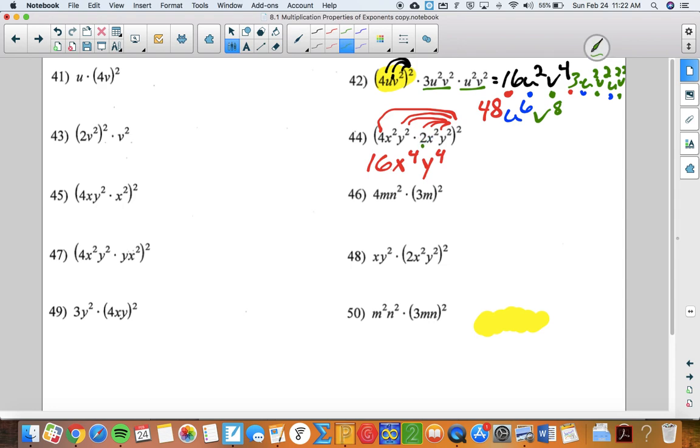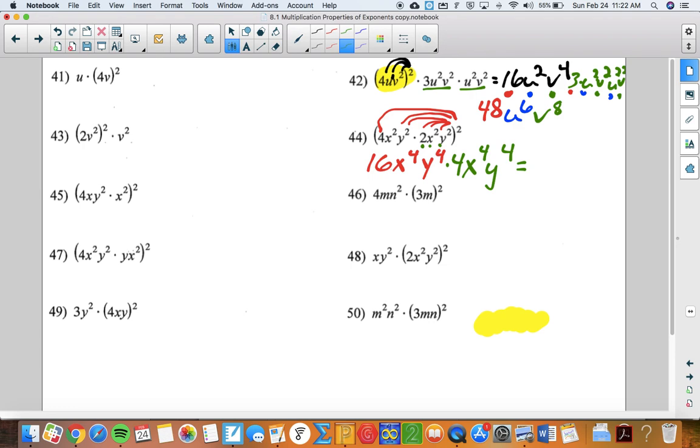I'm going to switch colors. I don't know why here, just to show that now I'm over here. 2 raised to the power of 2 means 2 to the power of 2, which is 4. And then I have x to the 2 raised to the 2. We multiply those exponents together. So 2 times 2 is 4. Same with the y's. 2 times 2 is 4.